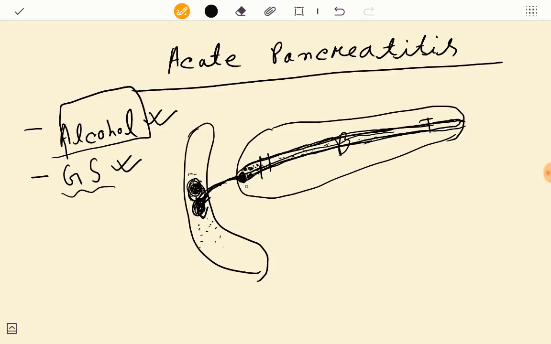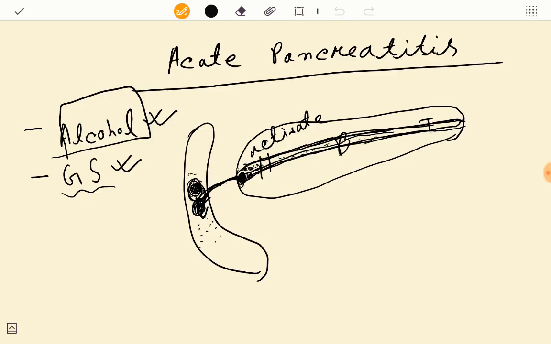So what does alcohol do? Alcohol constricts the sphincter of Oddi, which partially or mostly activates the enzyme. And what does gallstone do?